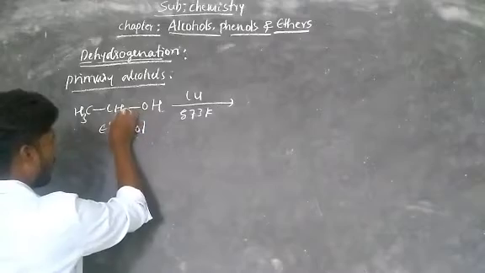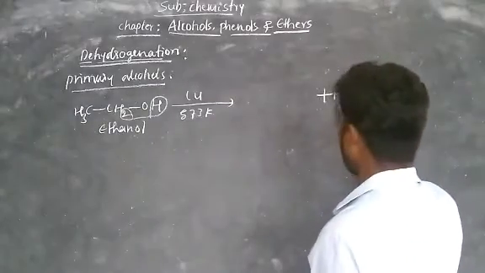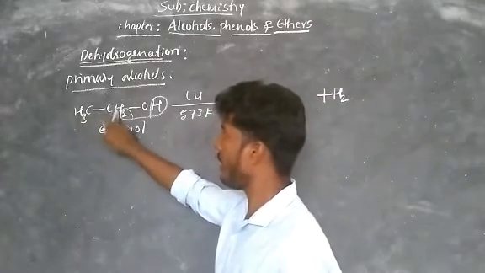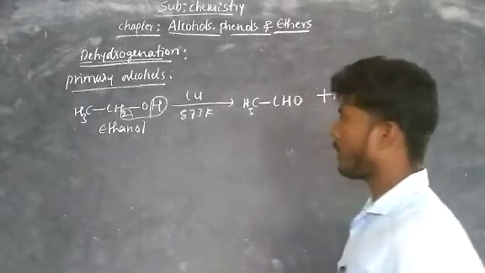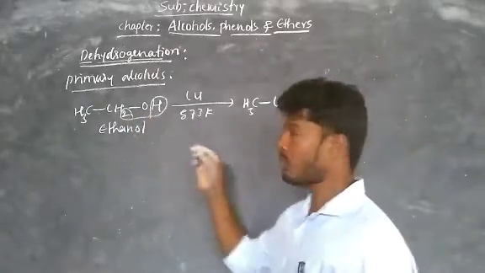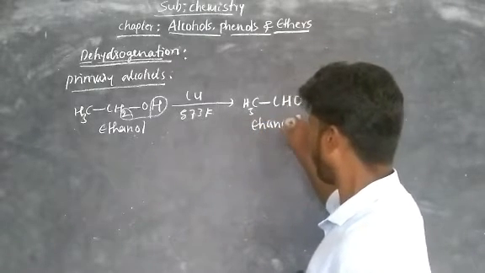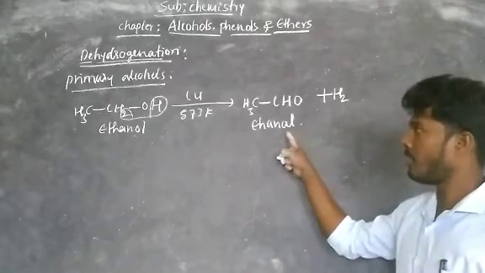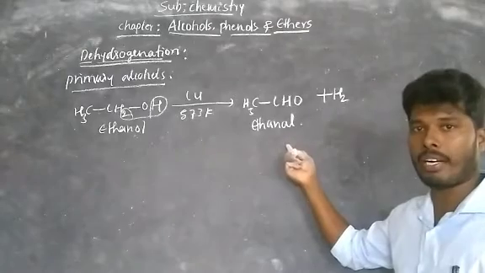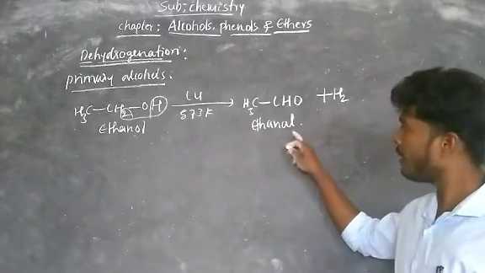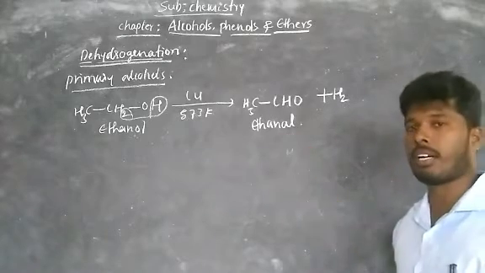So one hydrogen from here and this hydrogen become hydrogen gas, that is H and H becomes H2, and the remaining is CH3 CHO, that is CH3 bond CHO. Okay, CH3 CHO. This is called aldehyde. So from ethanol, AL means aldehyde and OL means alcohol, ethyl alcohol, and this is ethylaldehyde, that is called ethanal.